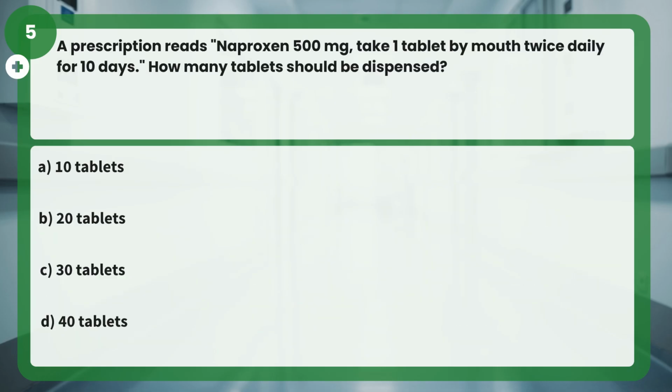Question 5. A prescription reads, naproxen 500 mg, take 1 tablet by mouth twice daily for 10 days. How many tablets should be dispensed? A. 10 tablets. B. 20 tablets. C. 30 tablets. D. 40 tablets.